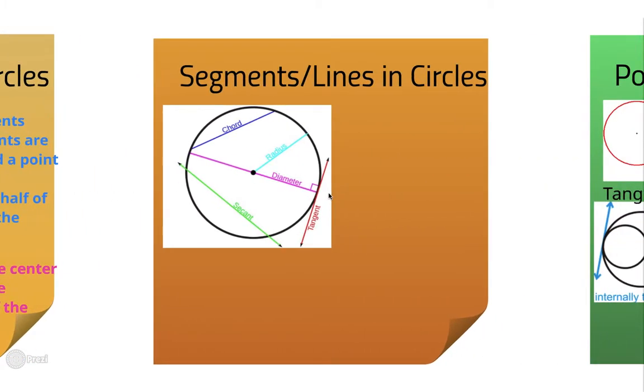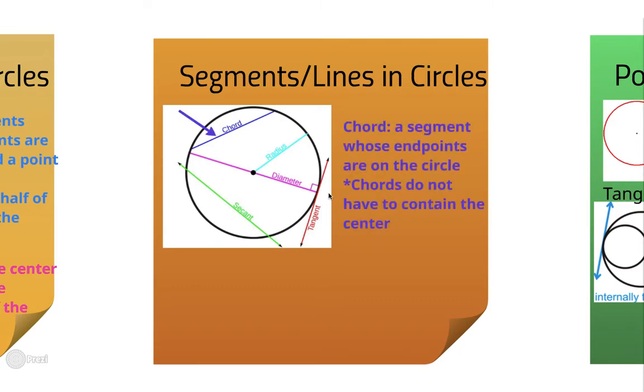All right, let's talk about these other awesome segments and lines that go through the circle, which I know you've been dying to learn about since the start of the Prezi. The next segment we're going to talk about is something called a chord. A chord is a segment whose endpoints simply have to be on the circle. So chords do not have to contain the center. Now, they can contain the center, but they don't have to. So a diameter is a very specific type of chord. All diameters are chords, but not all chords are diameters, so be careful.